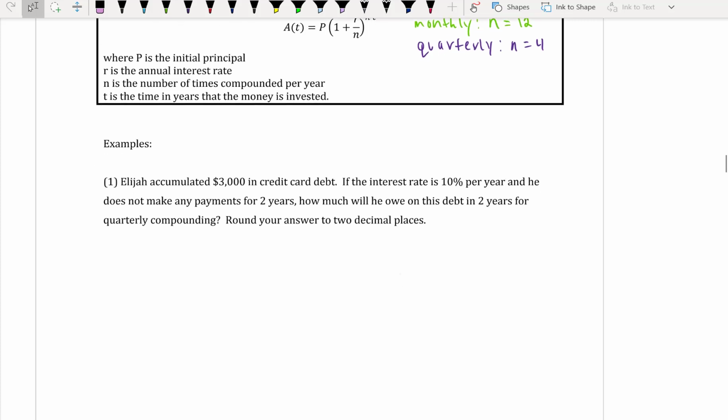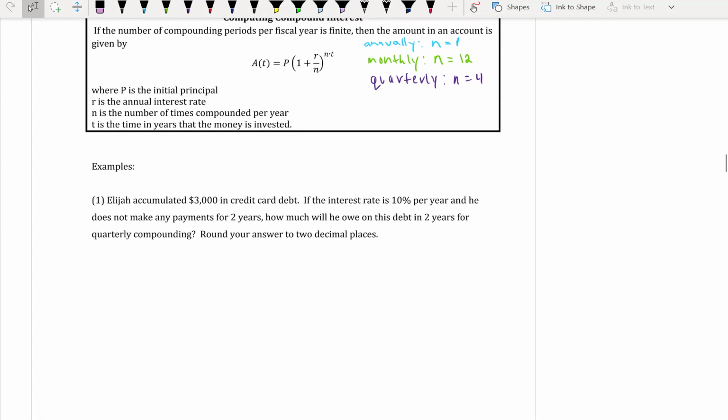So looking at number 1, we have Elijah accumulated $3,000 in credit card debt. If the interest rate is 10% per year and he does not make any payments for 2 years, how much will he owe on this debt in 2 years for quarterly compounding? Round your answer to the nearest 2 decimal places. So here it tells us that we are compounding quarterly. So if it's quarterly, that's going to be the number that we are going to have for our n.